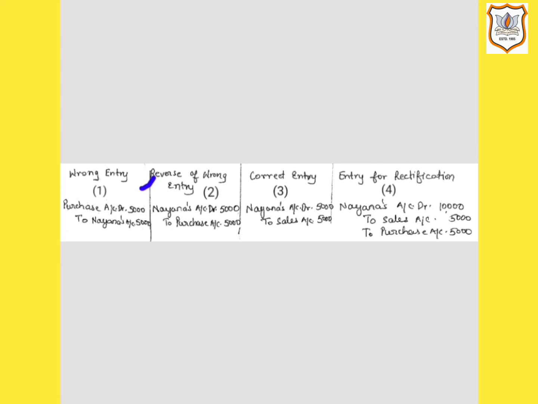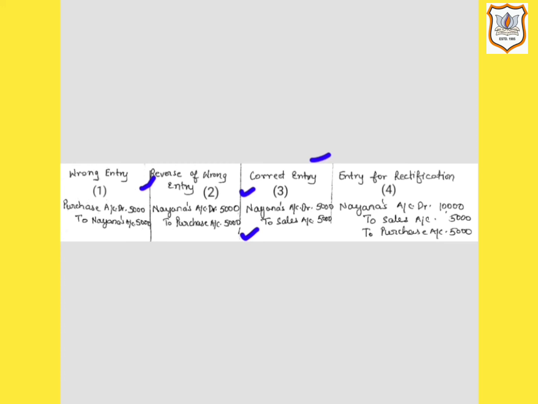Then in the second entry we will write reverse of the wrong entry to nullify the effect of wrong entry, and that would be Naina's account will be debited by rupees 5000 to purchase account, that is 5000. Then we will write the correct entry which should have been passed in step number 3.